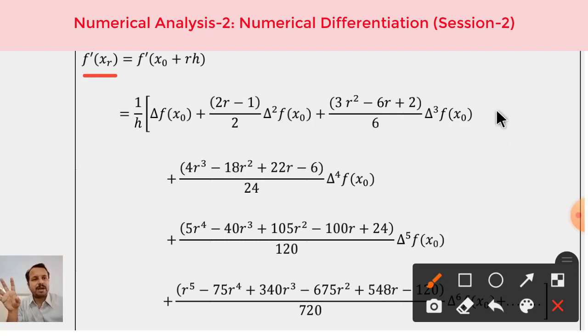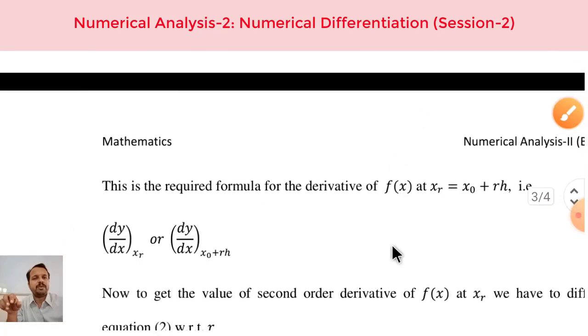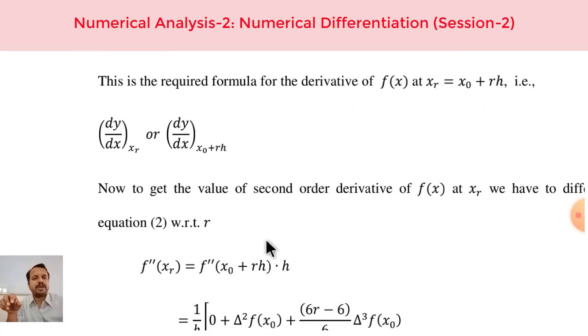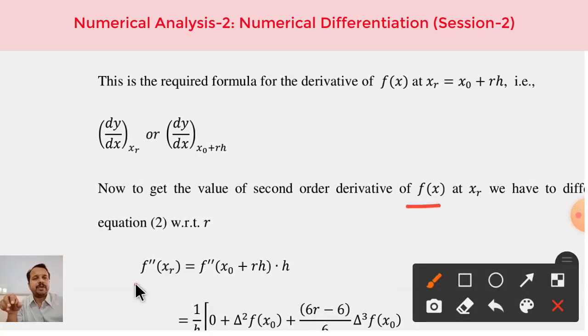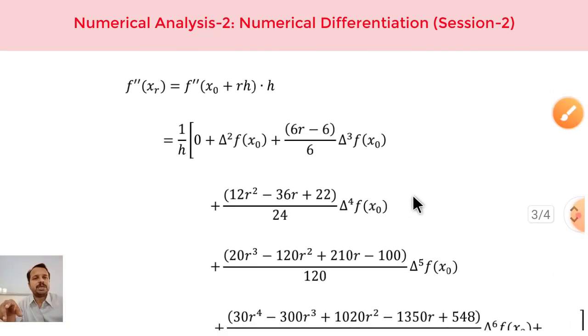Now with the help of this expression, we can get the expression for the second order derivative. If we differentiate f dash once again with respect to r, we get f double dash. So to get the second order derivative of f, that is f double dash of xr, we have to differentiate the earlier expression with respect to r. If we differentiate that with respect to r, we are going to get another important formula. That formula is displayed over here.